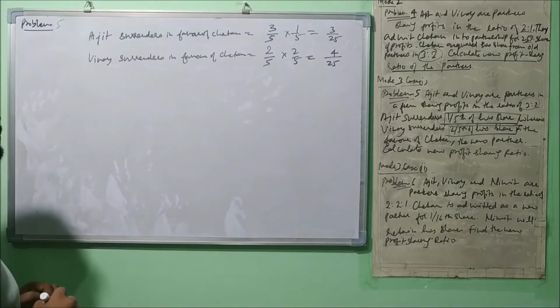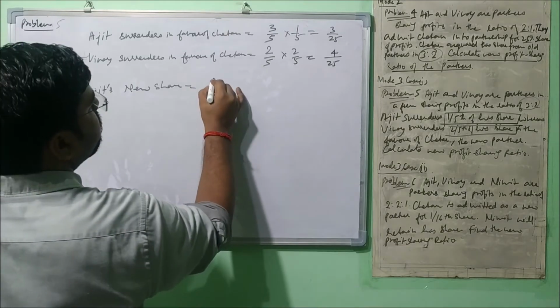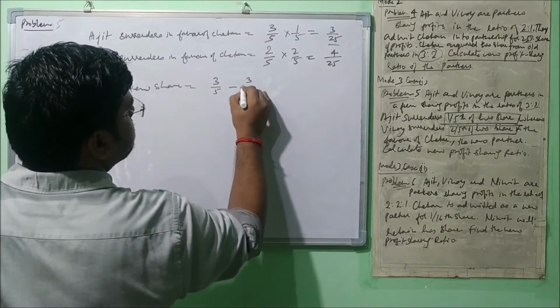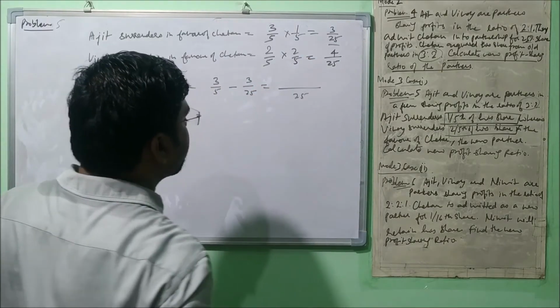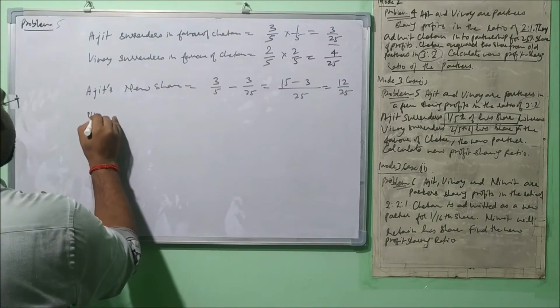Now we'll calculate the new share of both, because if we deduct the sacrifice share from the old share, we get the new share. The earlier share was 3 by 5 and we deducted this 3 by 25. How much is left? It is 12 by 25. Fine. Similarly we will calculate for Vinay.